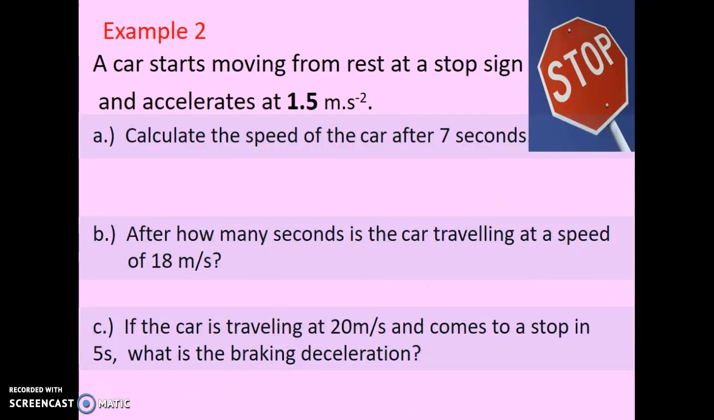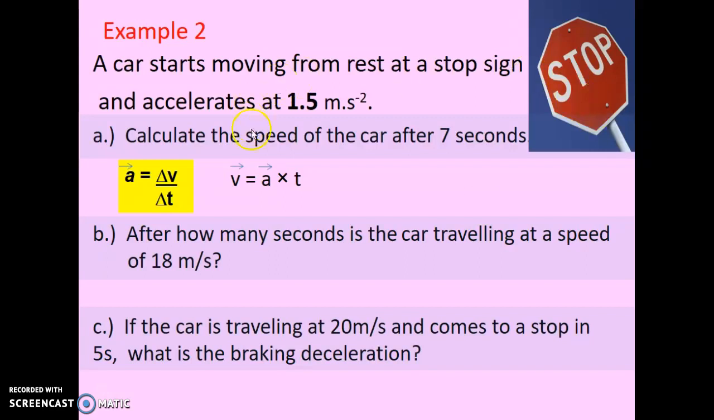Here's another example for using acceleration. A car starts moving from rest at a stop sign. It accelerates at 1.5 meters per second squared. Find the speed of the car after 7 seconds. So we can use acceleration as change in velocity over change in time. Rearrange that to give us velocity equals acceleration times time.